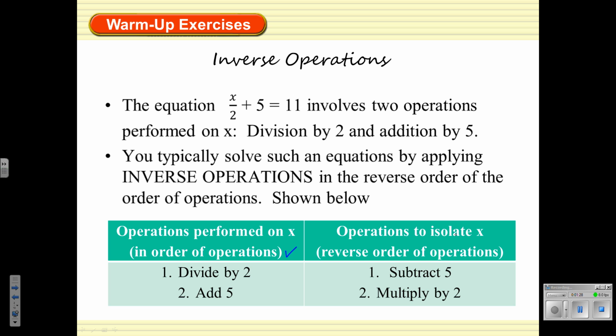Okay, but the operations to isolate x are in the reverse order of operations. So instead of where they've added 5 to x, we have to undo it by subtracting 5 from both sides. And then we would undo the dividing by 2 by multiplying by 2. So that makes sense. We're doing the inverse operations. We would subtract 5 from both sides and isolate the division problem. Then we would undo the division by multiplication, which is the inverse of division. Okay? So let's just practice it.